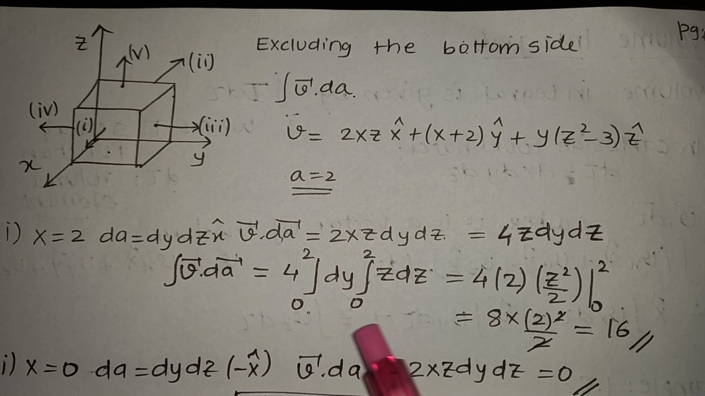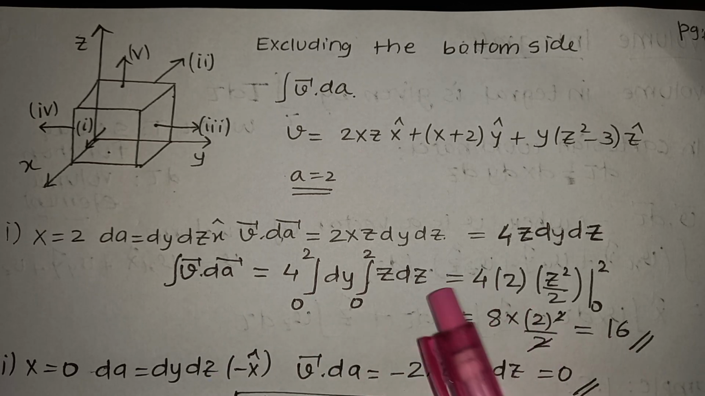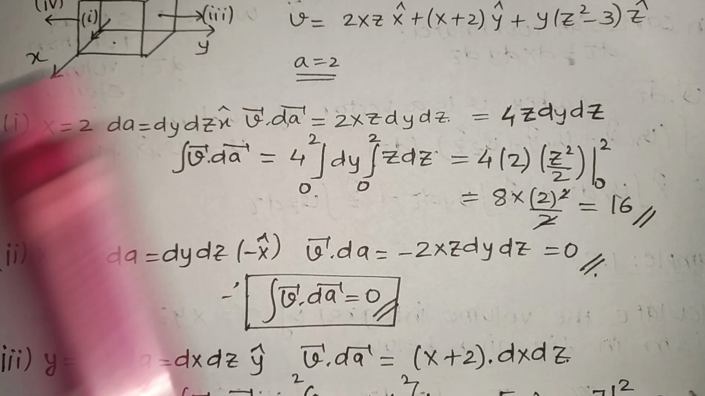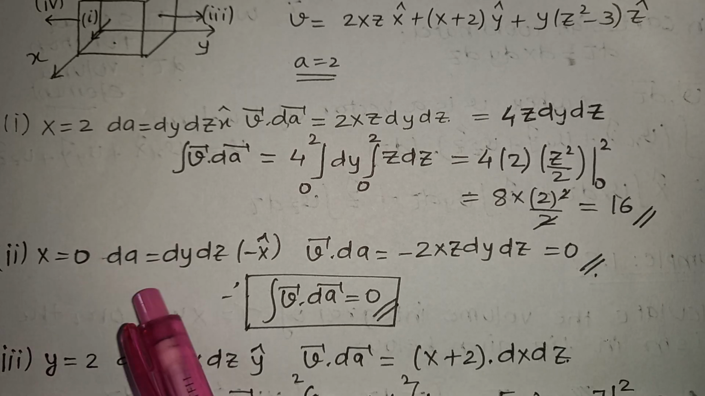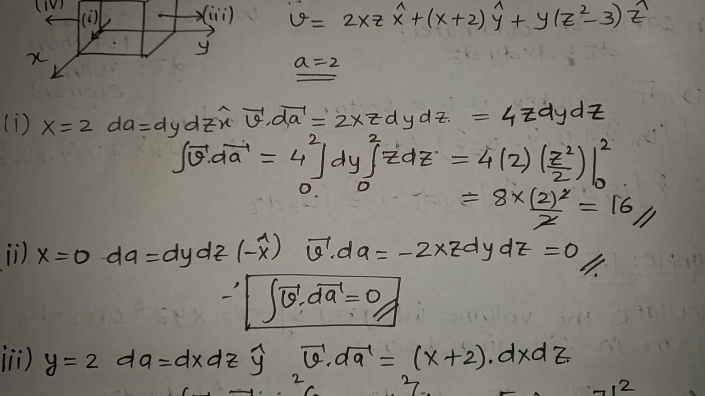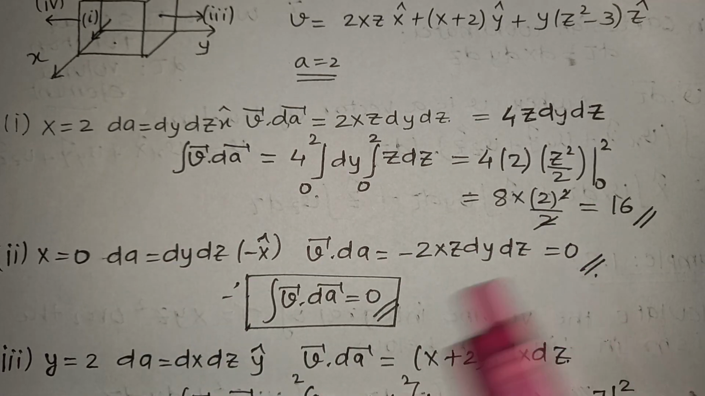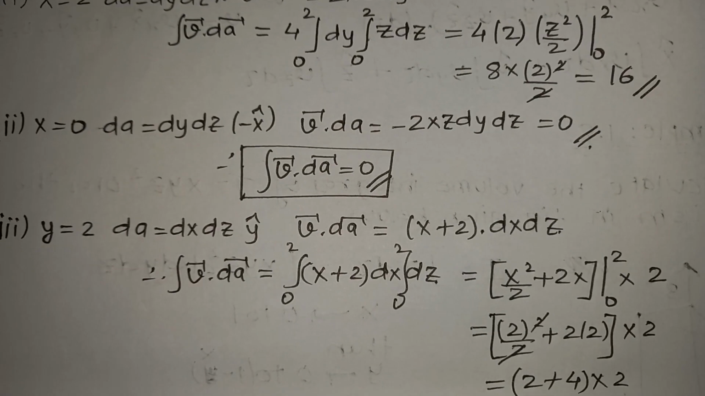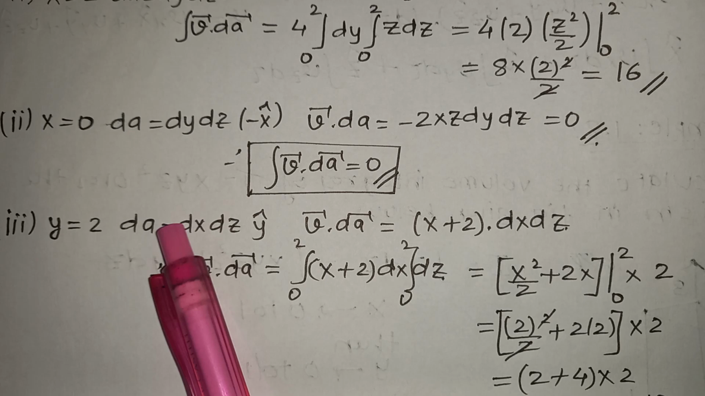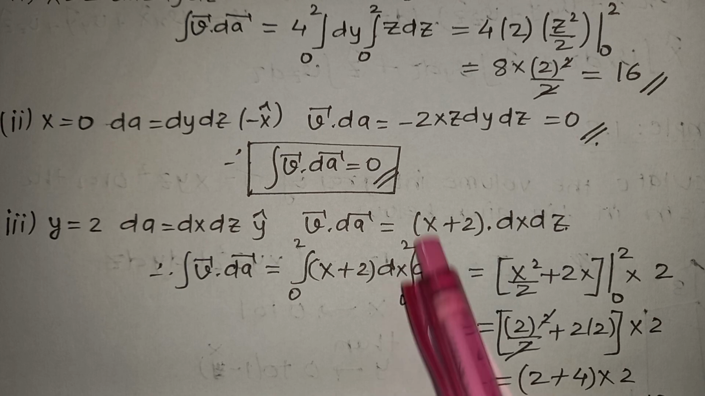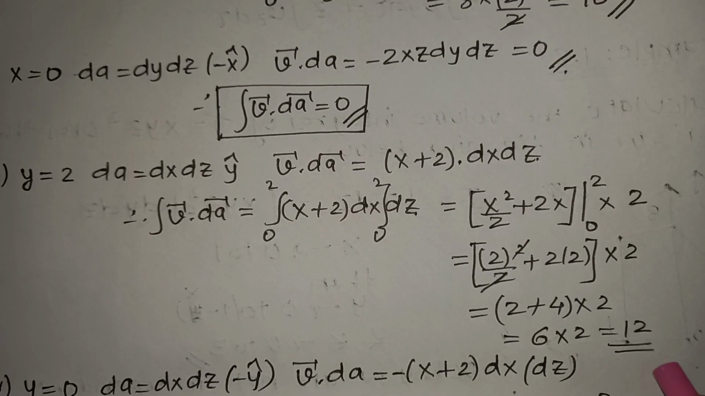So we integrate it, and after solving this integral we get the answer 60. Next we have x equal to 0, that is for the second face, and for the second face we have dy dz minus x cap, because it's pointing in the negative x direction. So v dot dA becomes minus xz dy dz, and we substitute x equal to 0 here, so it becomes 0. For the third face we have y equal to 2, so dx dz y cap, v dot dA becomes this, and we then just find the integral. The limit goes from 0 to 2, and for z also from 0 to 2. We solve this and we get the answer as 12.